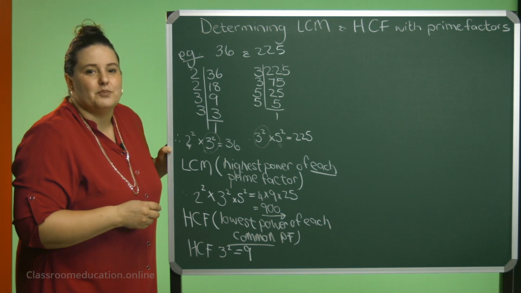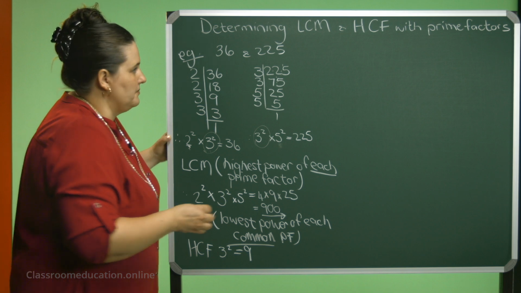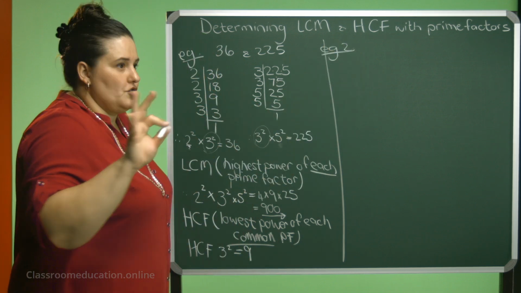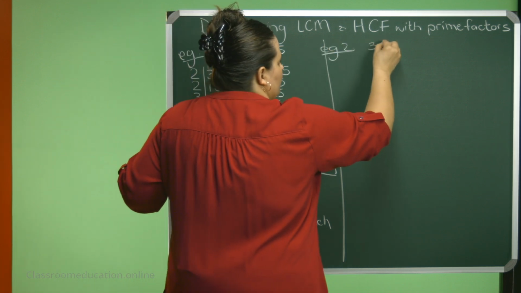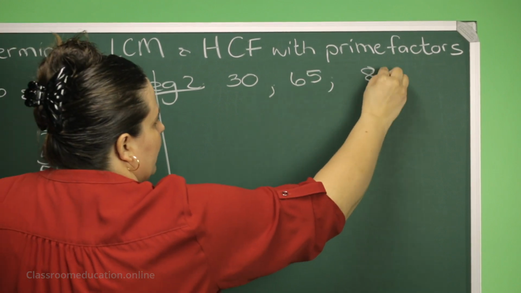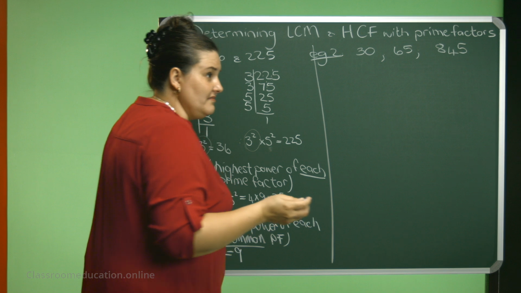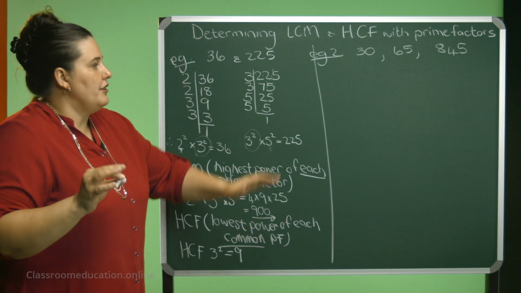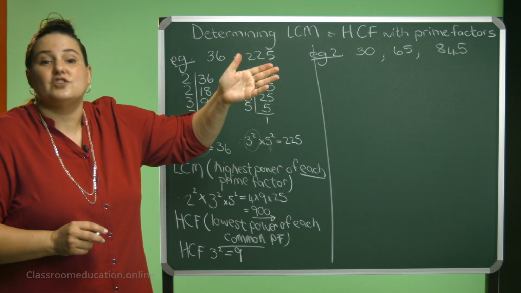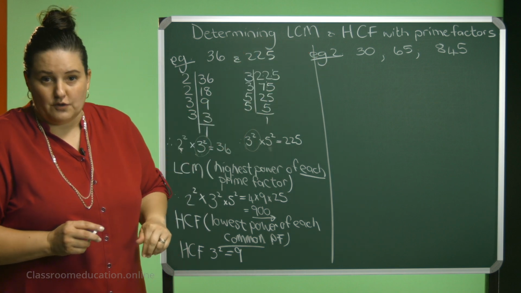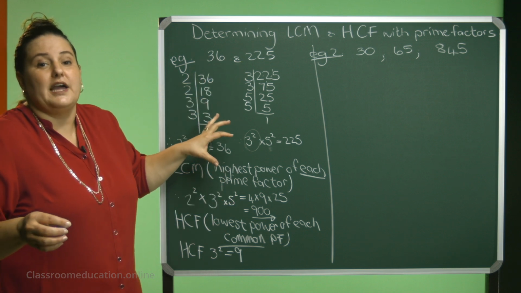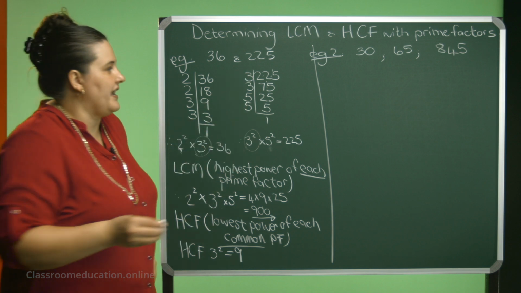Let's do another example to see whether you are understanding this now. I'm giving you now 3 values: 30, 65, and 845. And I would like you to determine the lowest common multiple of all 3 of those and the highest common factor of all 3 of those. So what do we do? Start with the ladder method and write the numbers in terms of prime factors.